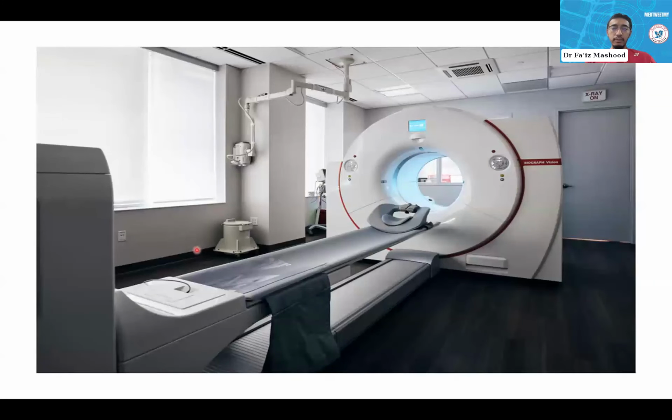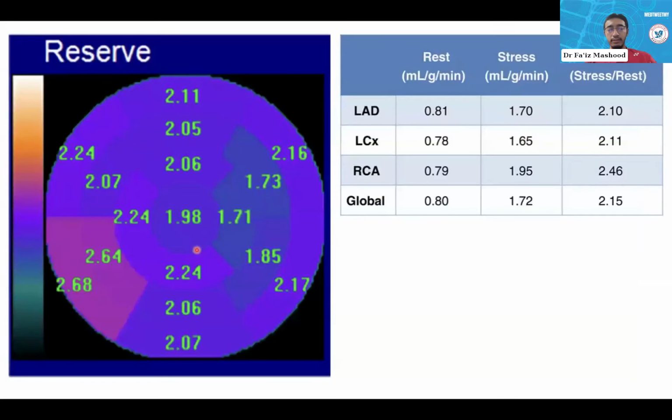So this is an example of PET scan. Of course, different brands have slightly different structure. Okay, the thing about PET scan, why it's gold standard, is that apart from the qualitative assessment, they have quantitative assessment, which is not available in SPECT scan nowadays.